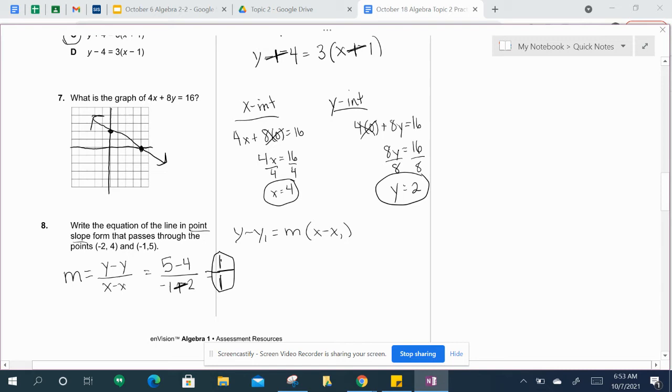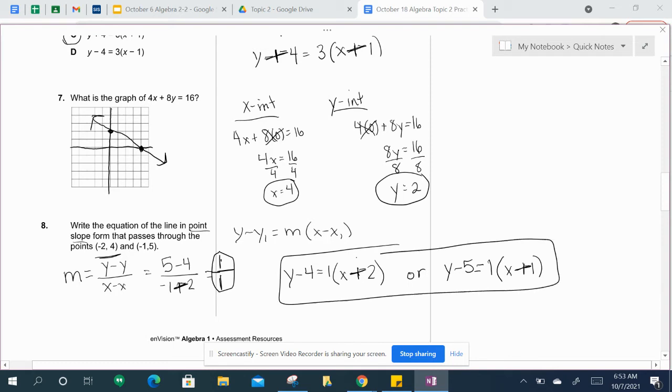Now, using either point, I'm going to show you 2 different ways you could write this answer. If I use the first point, my answer would be y minus 4 is equal to 1 times x minus a negative 2, or clean that up and make it positive 2. If you used the second point, you would have y minus 5 is equal to 1 times x minus negative 1, which again turns to a positive 1. I would accept either of these answers on problem number 8.